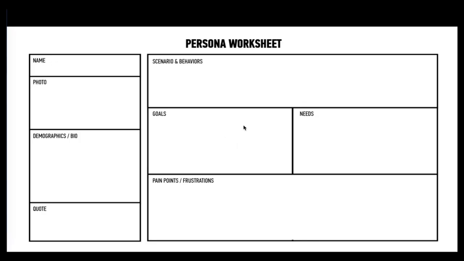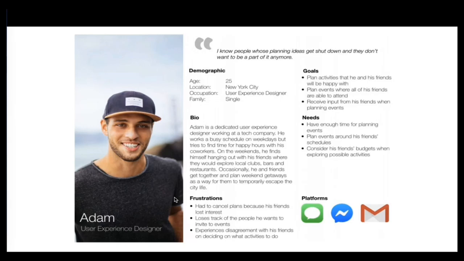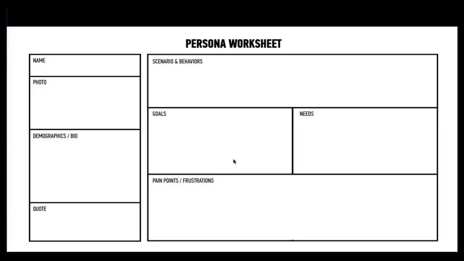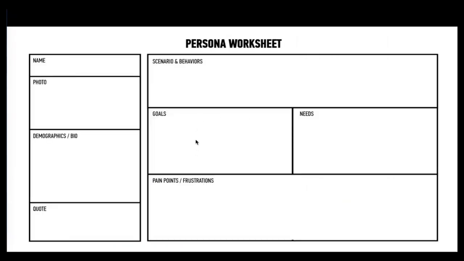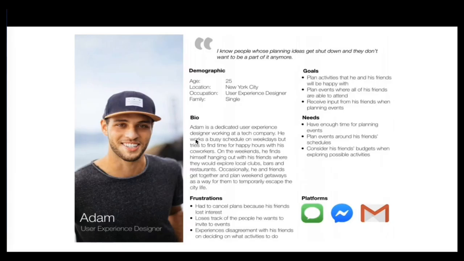This is a basic summary of how a persona can work. You're going to put the user's goals, needs, their pain points, scenarios, and behaviors, photo, demographics, and a quote. So as you can see, Adam's pain points was his friends had to cancel plans. People were losing interest. He didn't like that. That was super frustrating. He needed to have enough time for planning events and be able to plan around his friends' schedules. His goals, he wanted to make sure that he could hang out with his friends. Being a user experience designer can be stressful at times. He wanted somewhere to go on the weekends and kind of just let loose.